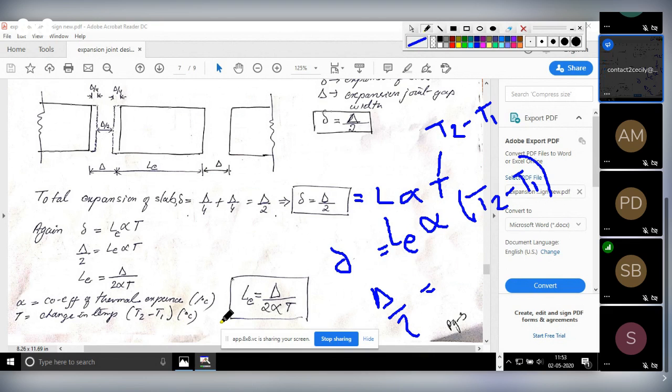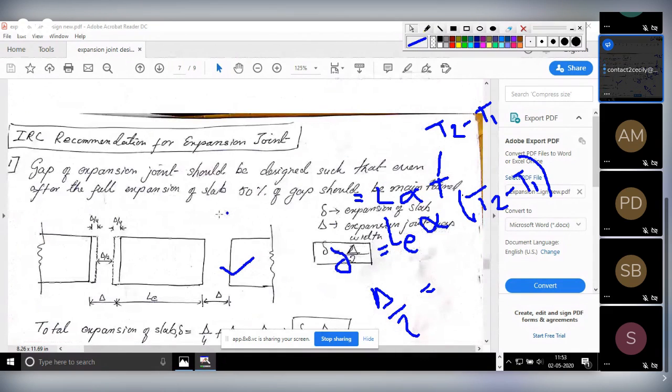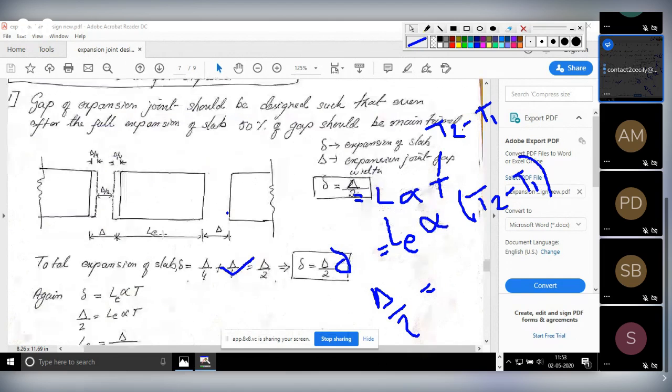Clear? Yes, ma'am. This is easy. We have to remember this formula only. Now why are we putting this 2 value? Because it is assumed that the total expansion shall be half of the width of this gap, half of the joint gap. That's why it is 2.